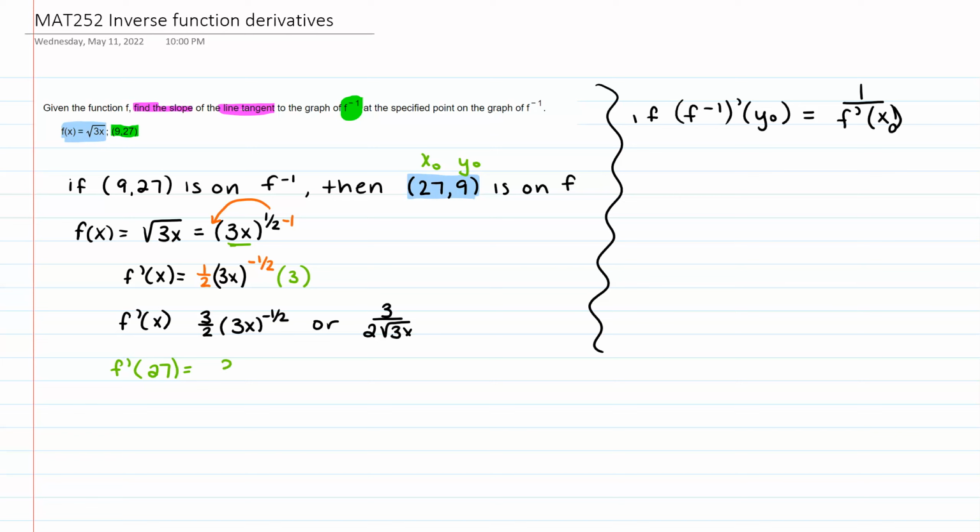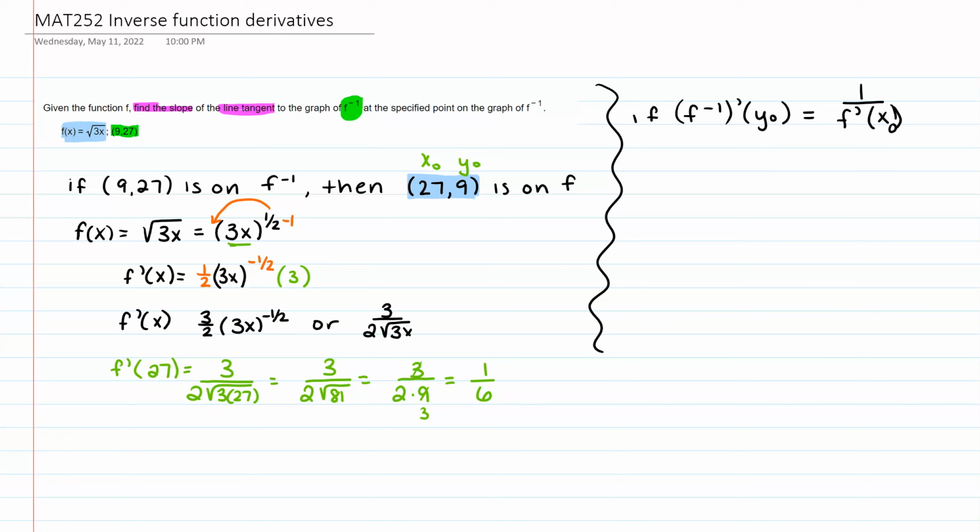So that's going to be 3/2 square root of 3 times 27, which is 3/2 times the square root of 81. And the square root of 81 is 9. So 3/2 times 9, which is 1/6, right? Because 3 cancels with 9, so I get 1 over 6. So that's the slope of the function.